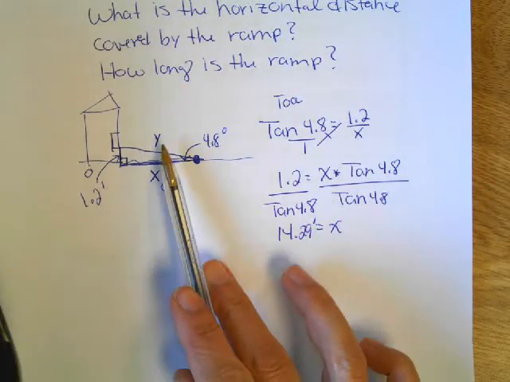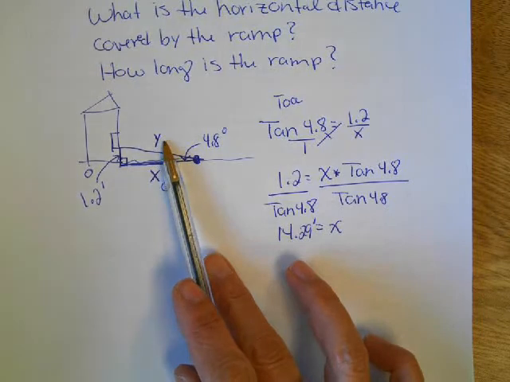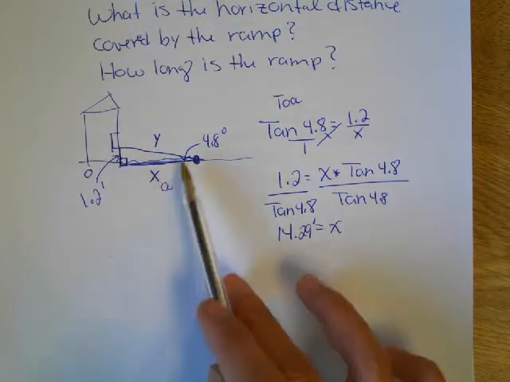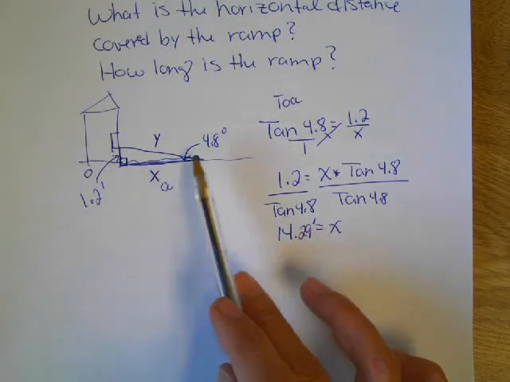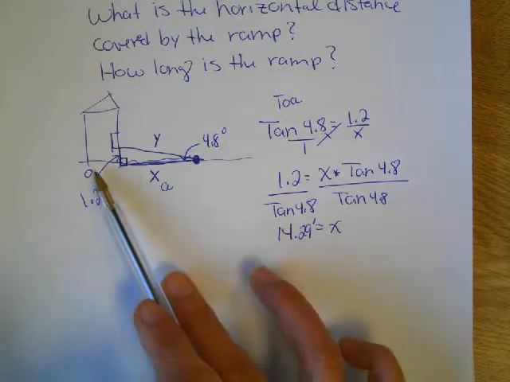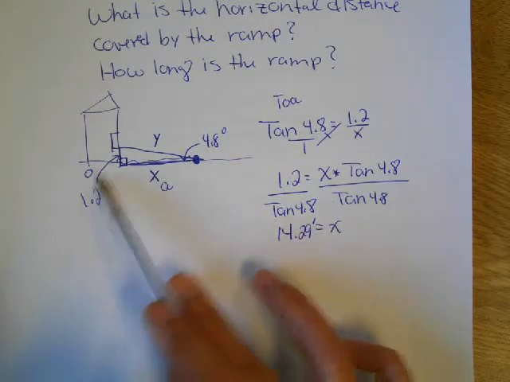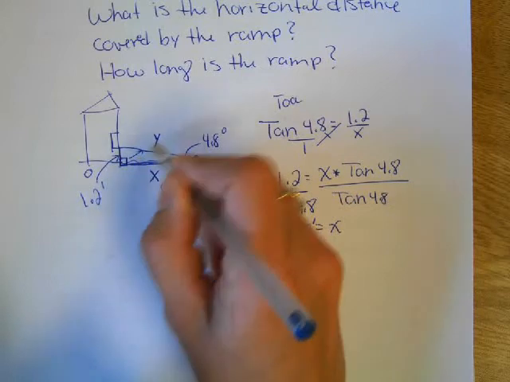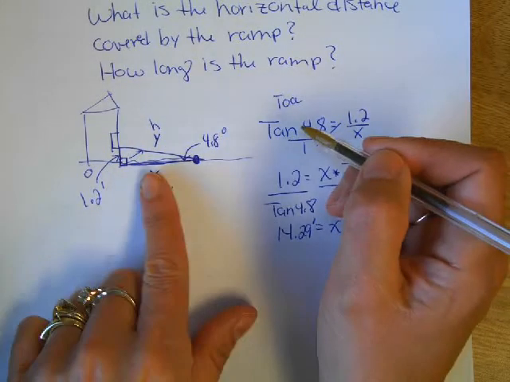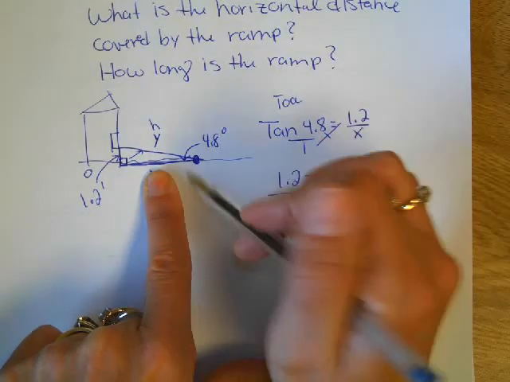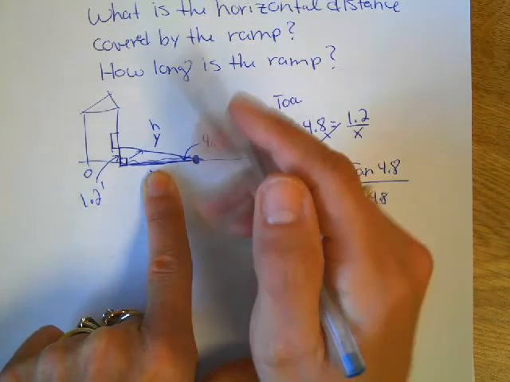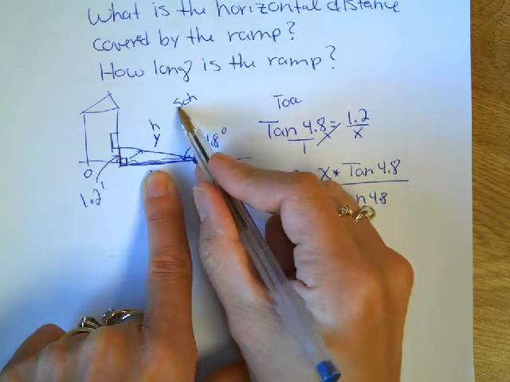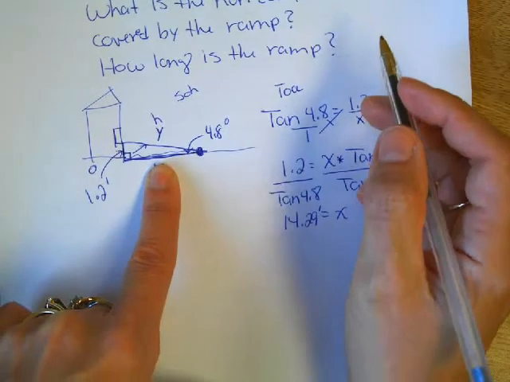And then the second question asked us to find the length of the ramp. Now I've got options. Because I know this side length, I can use multiple trig functions. But I'm going to stick with using the opposite, the given 1.2. And what I'm looking for now, because the ramp is across from the 90, that's the hypotenuse. I'm not going to use this side. So opposite and hypotenuse, that's a sine function. So we will set up a sine problem.